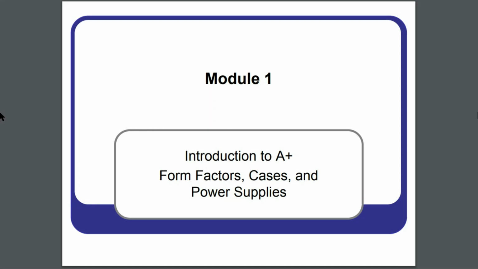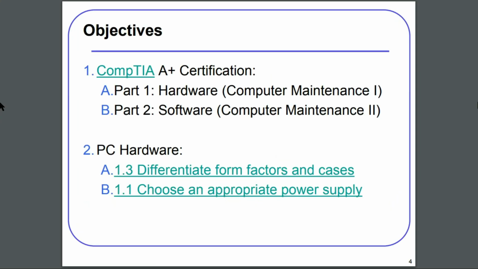So this is module 1, Introduction to A+: form factors, cases and power supplies. Before beginning the course, you should be familiar with basic computer use, but no advanced knowledge is required. From here, you should feel comfortable diving into the A+ certifications learning track with different modules covering each of the A+ exam knowledge domains. So, the objectives of the CompTIA A+ certifications.